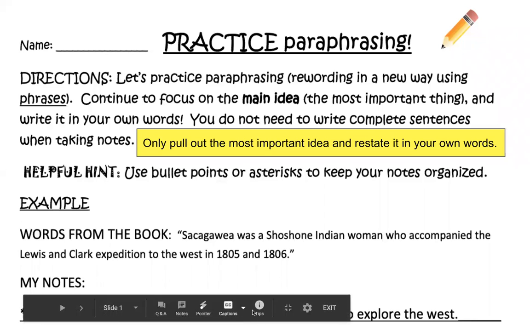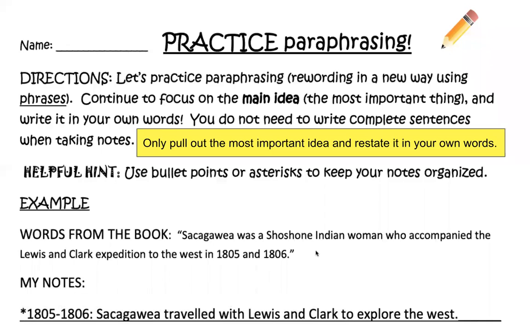So this example here says, Sacagawea was a Shoshone Indian woman who accompanied the Lewis and Clark expedition to the West in 1805 and 1806. Well, that's a lot of words. And I cannot copy that exactly, take it from a book, cut and paste it, and put it into my own writing because it's not my words. But if I take it and I put it in my own words and I paraphrase it, then I can absolutely use it as research to support my own ideas and use it in my own writing.